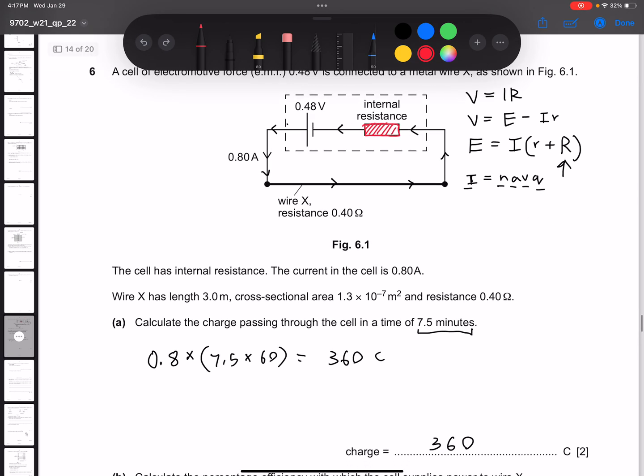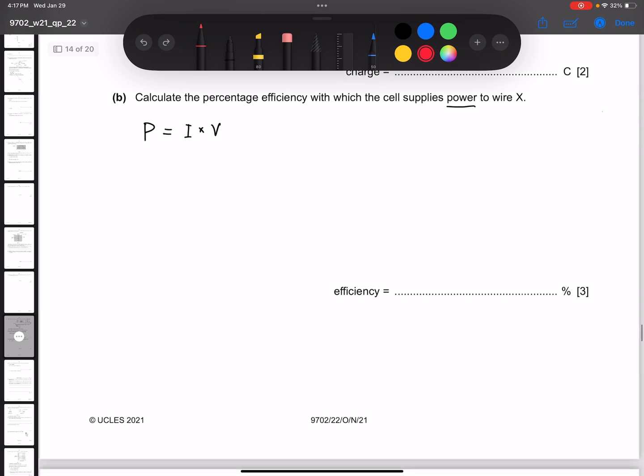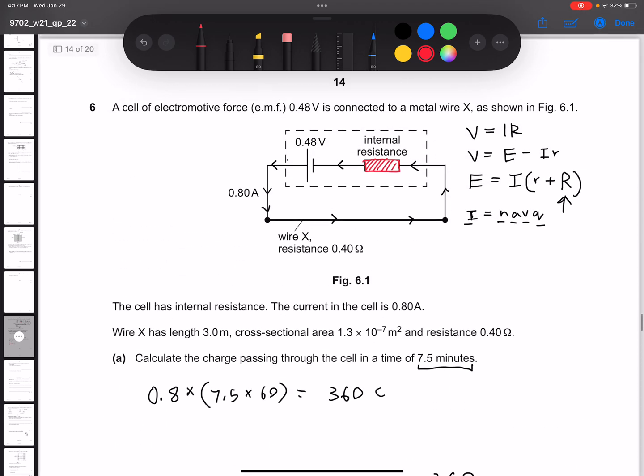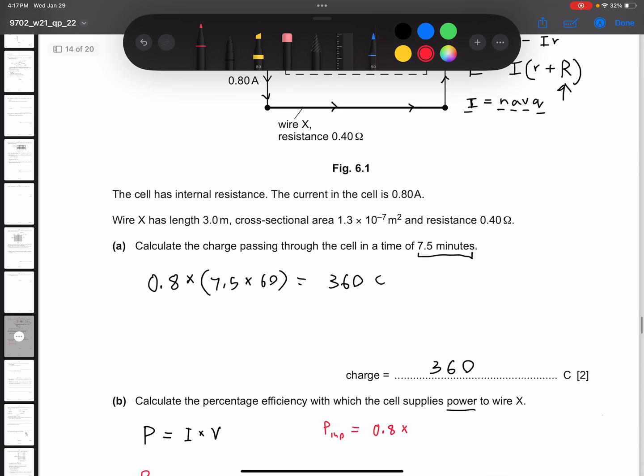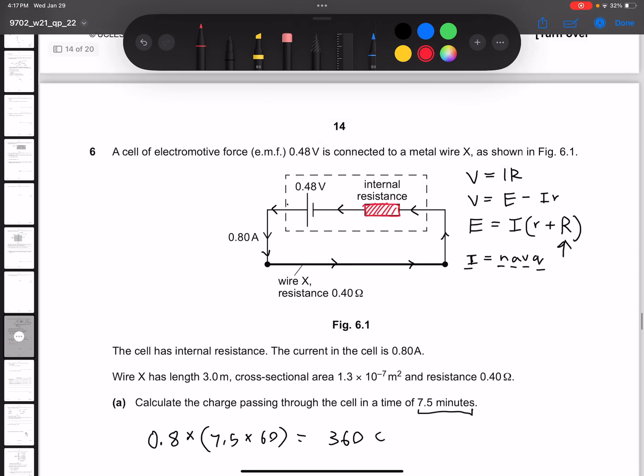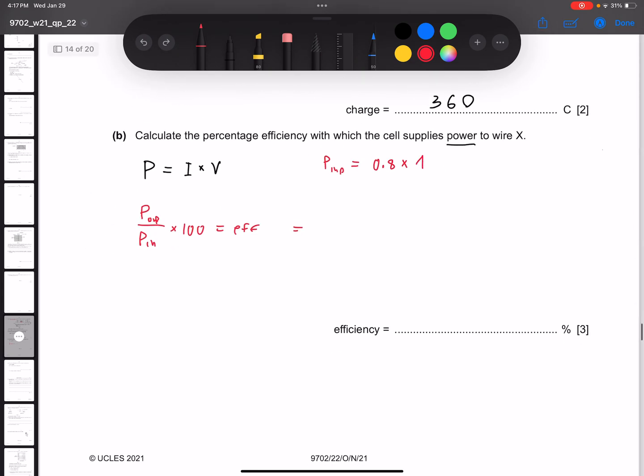Does that make sense? So we can say power output divided by power input, times 100, is our efficiency, right? So let's start by calculating the power input. So power input equals the total current into the total voltage. Is the EMF given? Yes. So they've already told us that the EMF is 0.48 volts. So we can just go ahead and plug that right in.